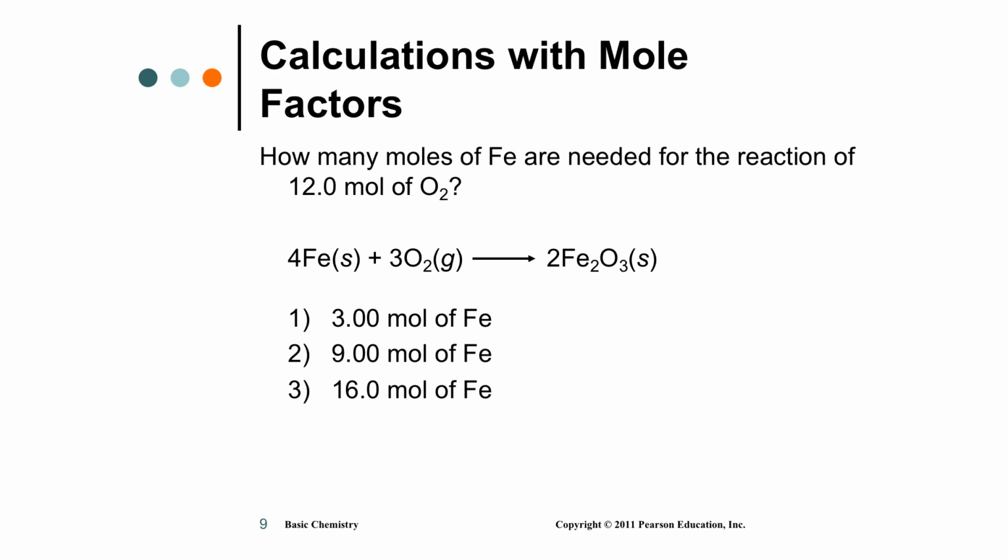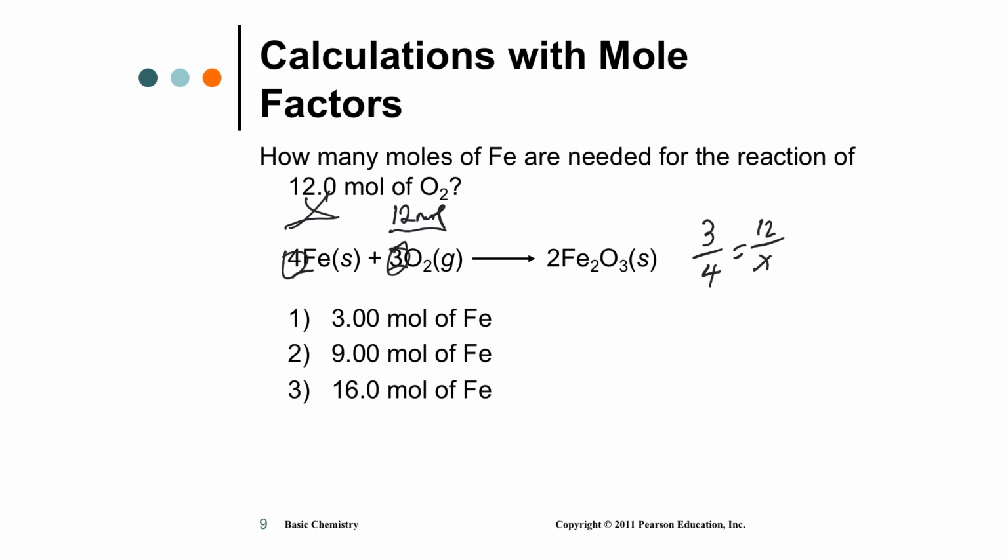Lastly, how many moles of iron are needed for the reaction of 12 moles of oxygen? Okay, so here's where we're going to use the ratio. I am going to say I have 12 moles of O2. And it's a 3 to 4 relationship. Okay, so 3 is to 4 as 12 is to what? Okay, now do you see? I've got 12 is to something in the same way that 3 is to 4.